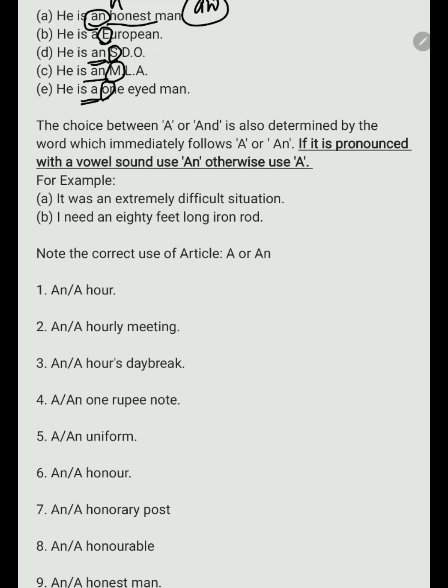For example, it was an extremely difficult situation. Extremely, extremely. So, what is the sound? E. So that is why we used an. I need an eighty feet long iron rod. That is why we used an over here.